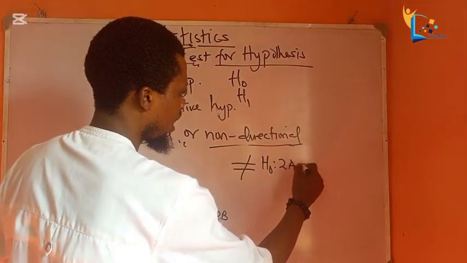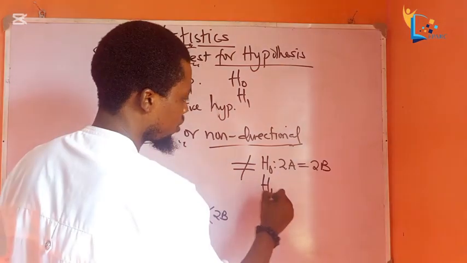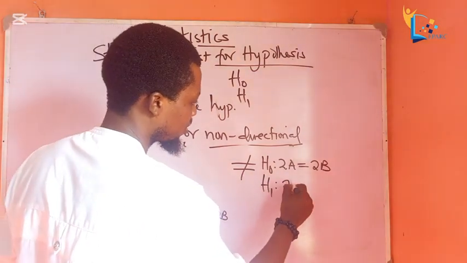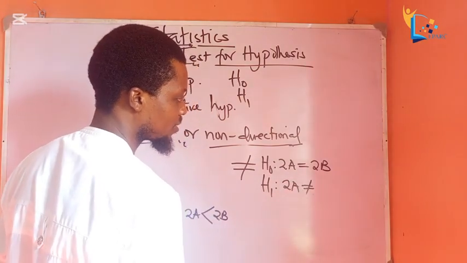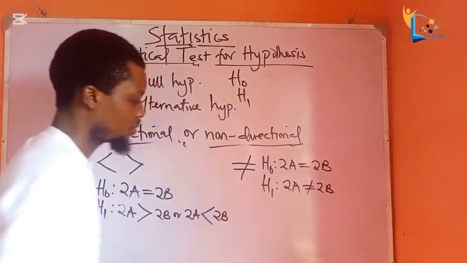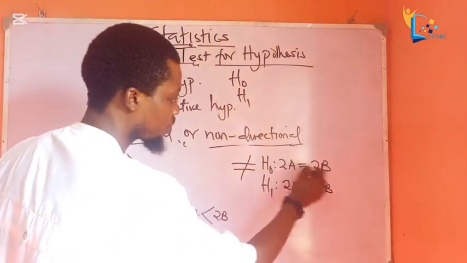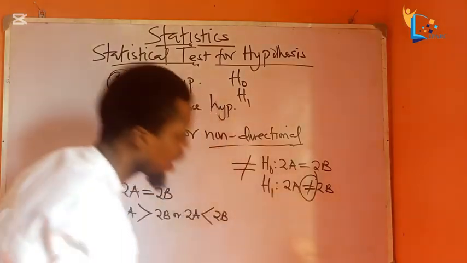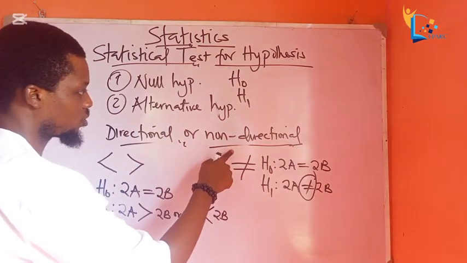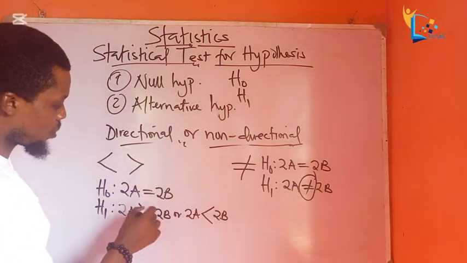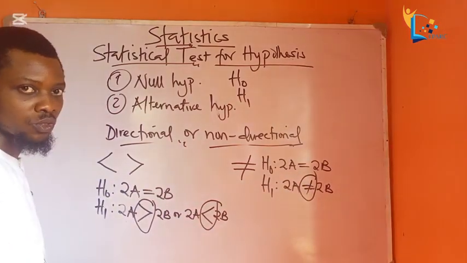Students in 2A are equally brilliant with students in 2B. The alternative hypothesis will be that students in 2A are not equally brilliant with students in 2B. Can you spot the difference now? The alternative hypothesis helps us to understand whether our hypothesis is directional or non-directional. Here we have greater than or less than, but here we have not equal to.